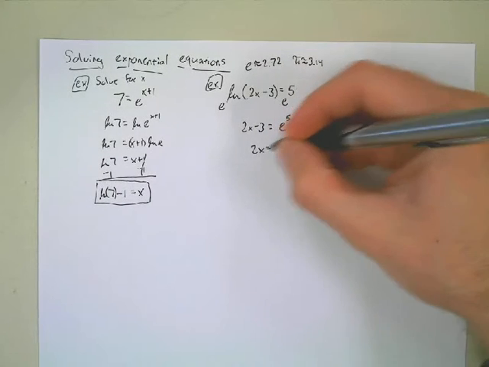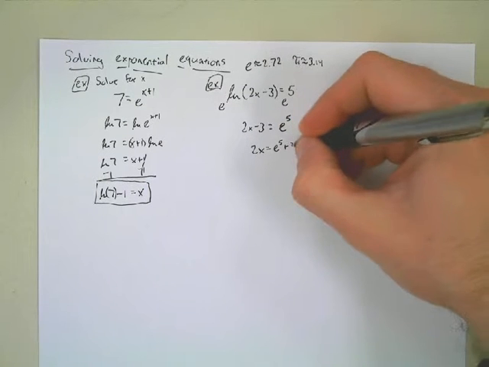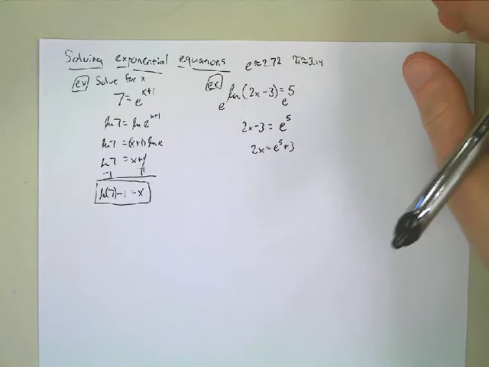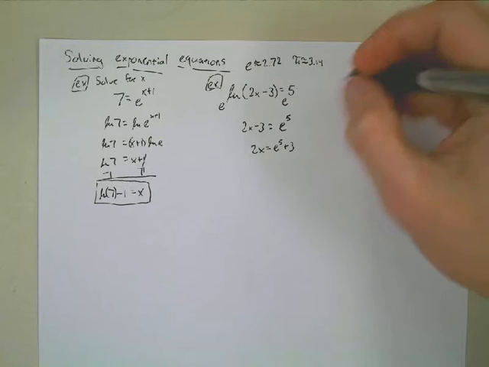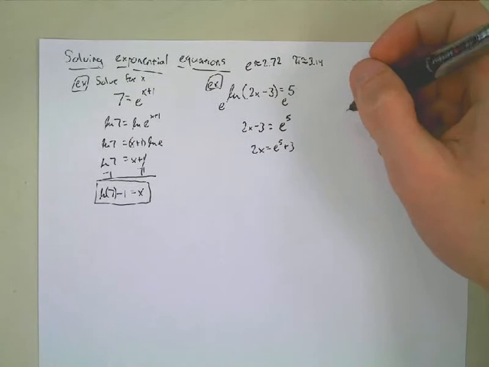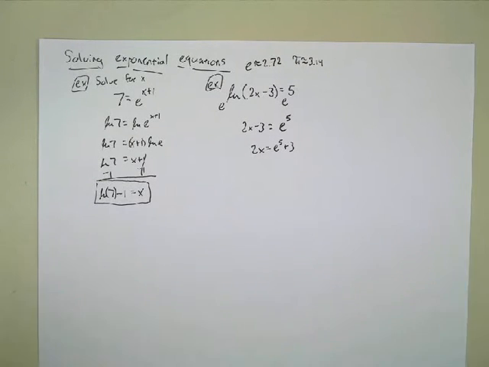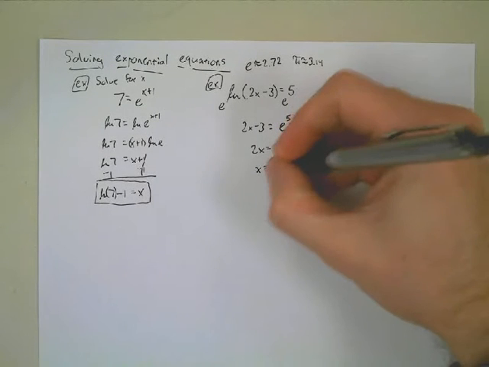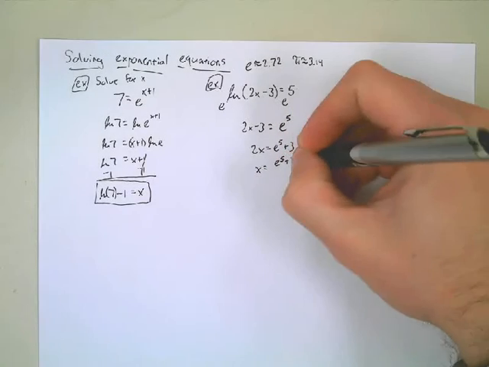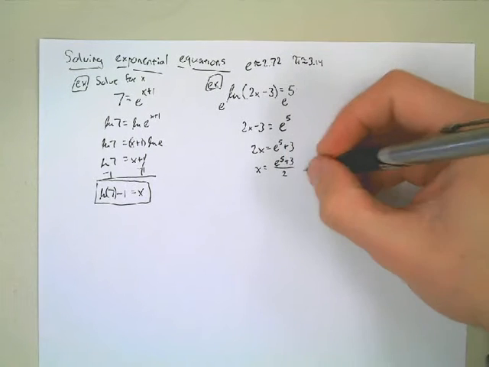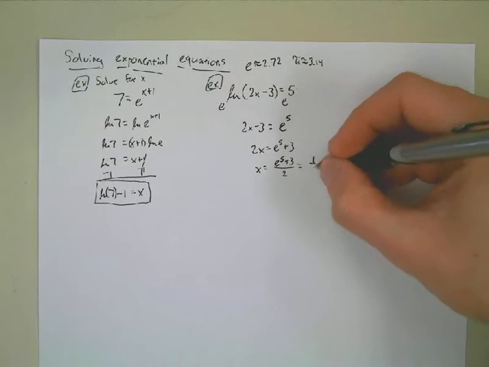So we add 3 to both sides, right? And then last step here, what do we got to do? Divide by 2. So we get x equals e to the 5th plus 3, all over 2. Or if you like, we can divide that up and make it 1/2 e to the 5th plus 3/2. If you want to break up the fractions, either one of those is fine.